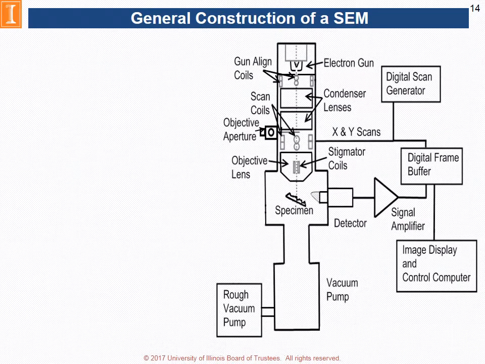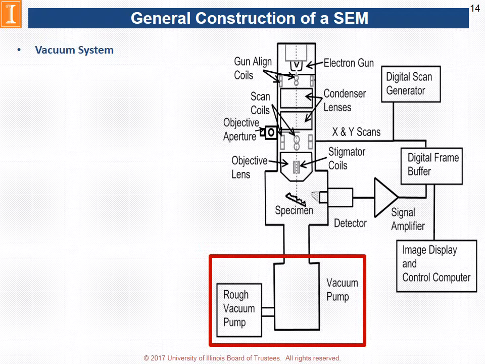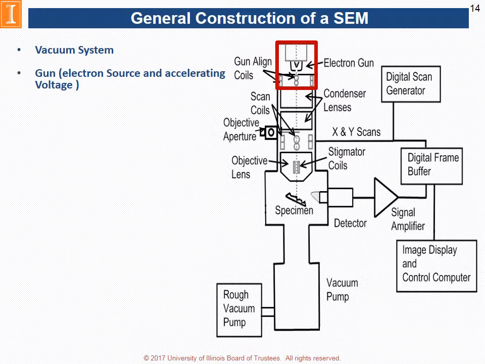The general construction of SEM. First, we will need a vacuum system. Electron beams require vacuum since an electron beam will scatter in a very short distance in the air. Second, we will need a gun so that electrons can be emitted and accelerated.